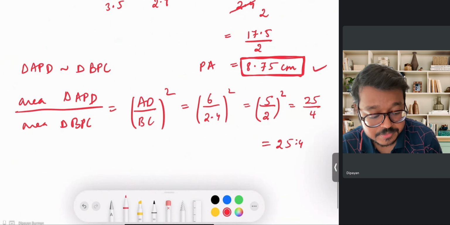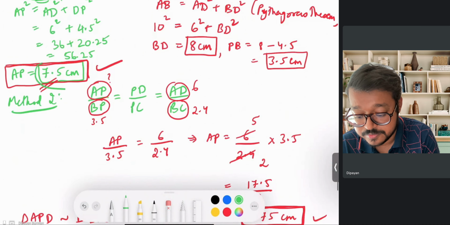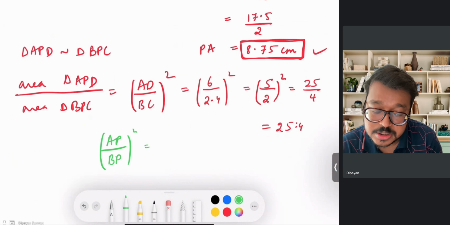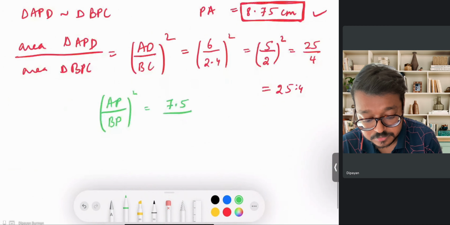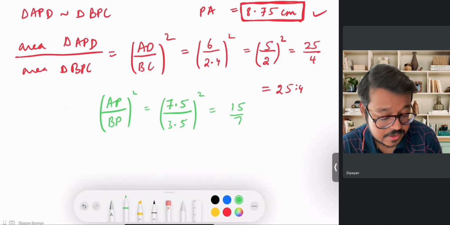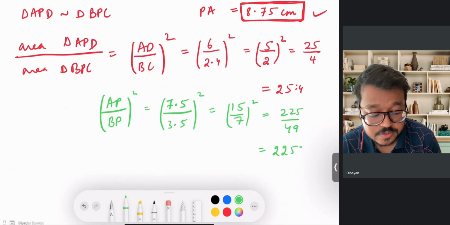is to 4. Now in case I wanted to use the other value of AP, which is 7.5, then it is also same as AP by BP whole square. Then another possible answer could have been 7.5 divided by length of BP is given as 3.5, like we had found out earlier. So if I had taken this square, this will reduce to 15 by 7, and this is 225 by 49. So another possibility is 225 is to 49.